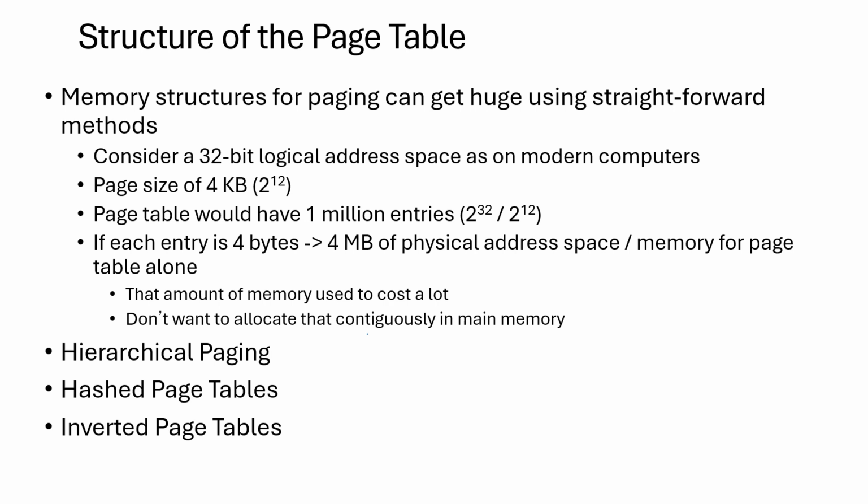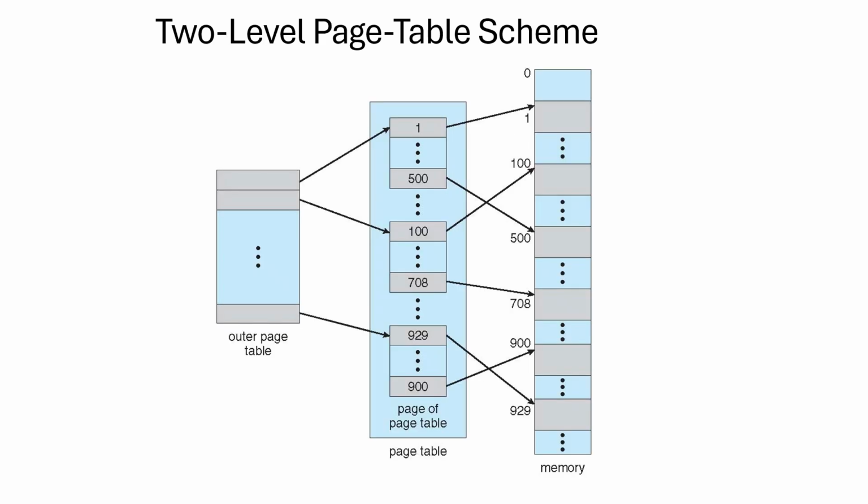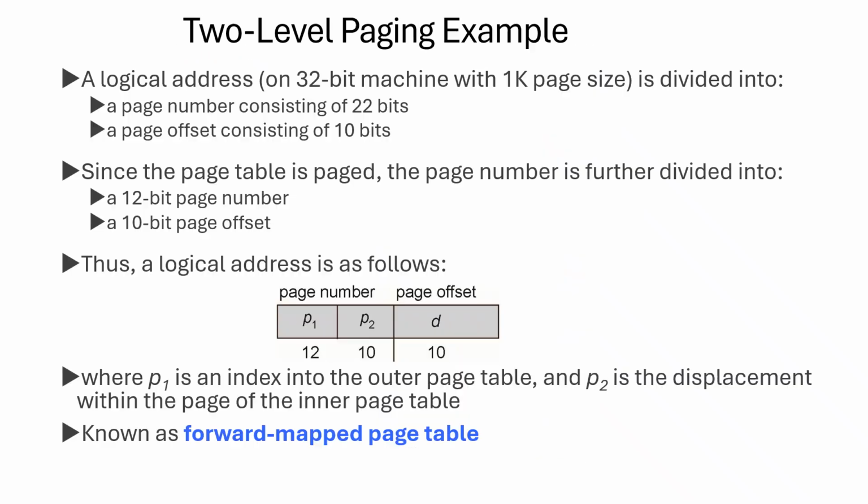You can go for methods like hierarchical paging, hashed page tables, and inverted page tables. Hierarchical page tables break the logical address into multiple page tables. A simple technique is the two-level page table. Instead of having a single table, you have an outer page table and an inner page table. The outer page table denotes where it's available in the actual page table, and from that you can access the frame number.